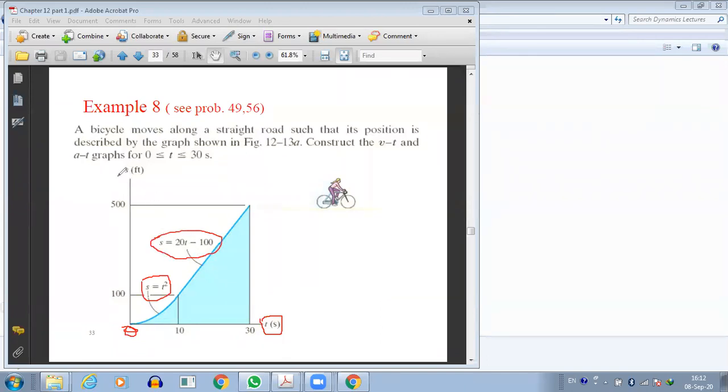Now, this is basically what? This is ST graph. This is given in the question. Now, what is required? Construct the VT graph and the AT graph for this time range, 0 to 30 seconds. Okay. So before solving the question, first of all, do you understand the problem statement? We have the motion of the bicycle, which can be defined in two stages, from 0 to 10 second, 10 to 30 second, and it is presented in the form of an ST graph. This is given in the question. What is asked? Draw the VT graph and AT graph. So do you understand the problem statement or not?